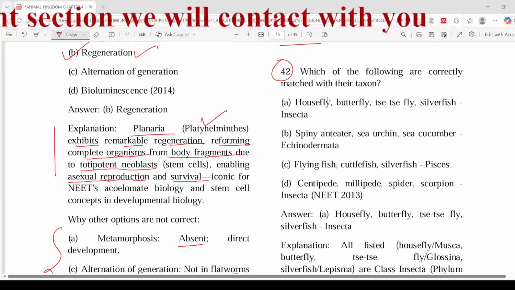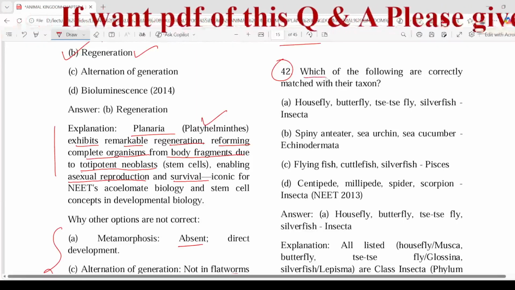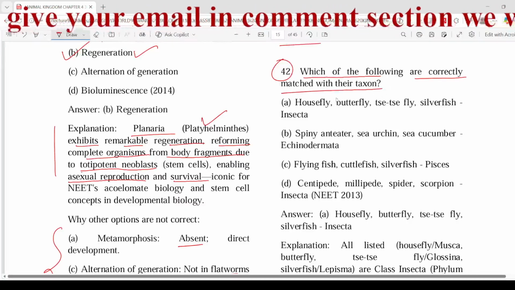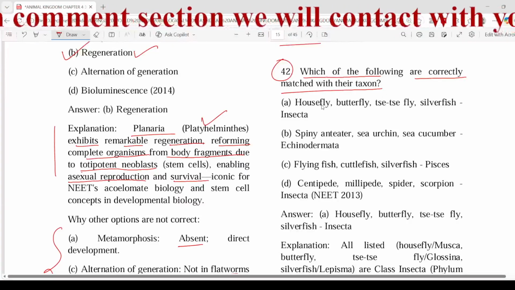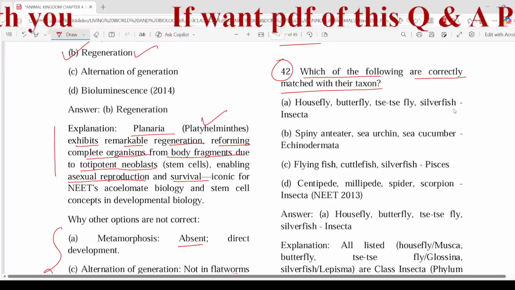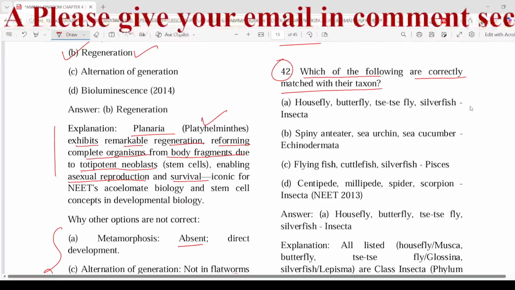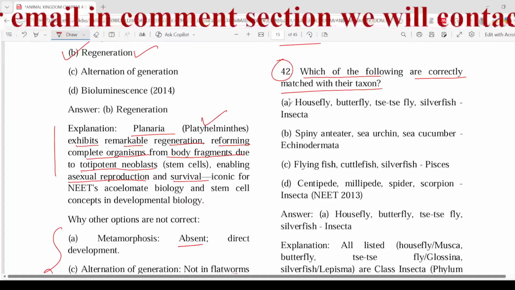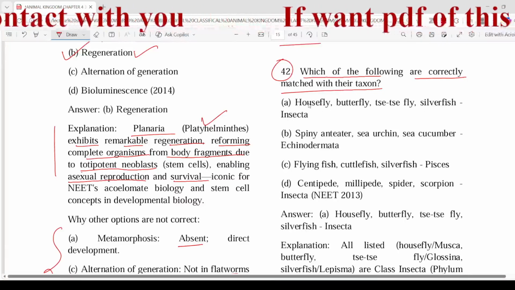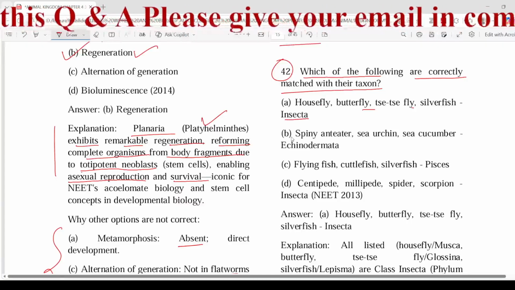Question number 42. Which of the following are correctly matched with their taxons? Option A: housefly, butterfly, tsetse fly and silverfish. According to the question, they are claiming that these animals belong to the Insecta. So option A.